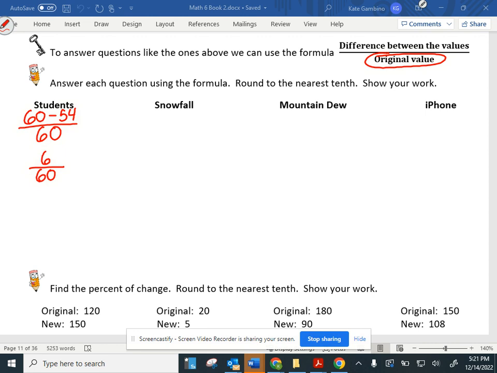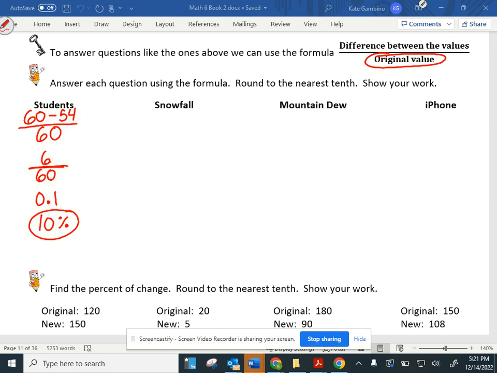So I'm going to put that into my calculator. 6, the top number, numerator, 6 divided by 60. That gives me 0.1, and I'm going to turn that decimal into a percentage. So 0.1 is the same as saying 10%. So there was a 10% change from last year to this year. It was a percent of increase. It increased by students by 10%.